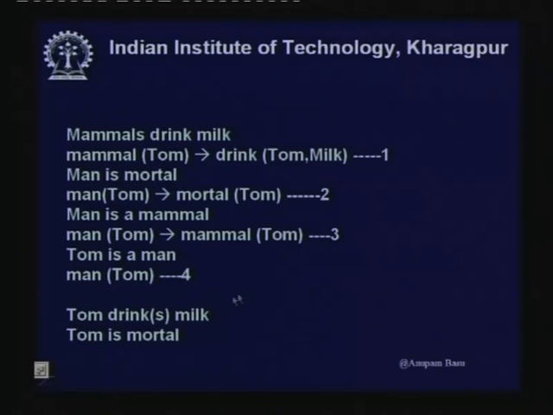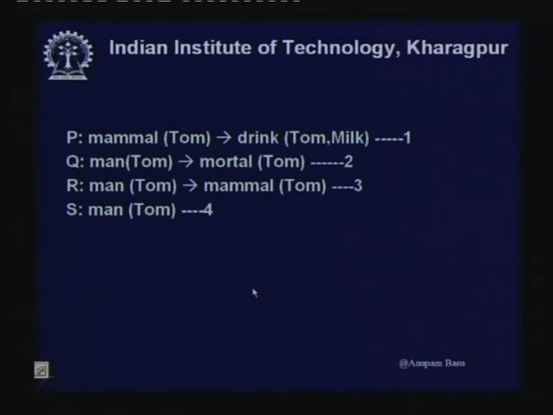In this way if we write, then let us see how we can prove our desired statements. I am now naming these as propositions P, Q, R and S. Mammal Tom implies drink Tom milk is a proposition. Similarly, man Tom implies mortal Tom is another proposition. All these are implications, and this S is just an assertion. I have also numbered them as 1, 2, 3, 4.